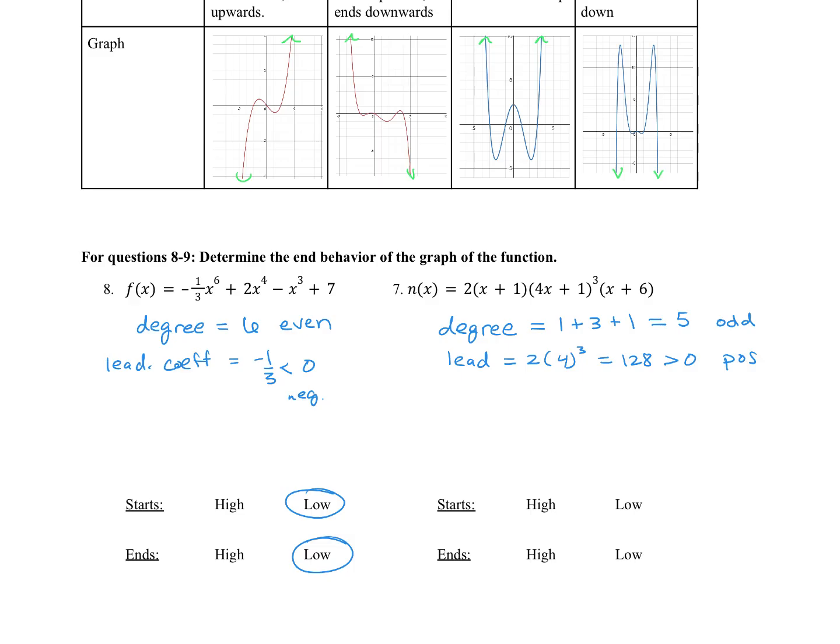So it's that first picture up there in the chart where we're going to start low and end high. And again, this could be verified as well by plotting a few points near the end of the graph or looking at a graphing program like Desmos or a graphing calculator. But the idea here is to really know what's happening just by studying the formulas for the functions. All right, so now let's move on to the next page. And the next page is going to be about what's called the intermediate value theorem.